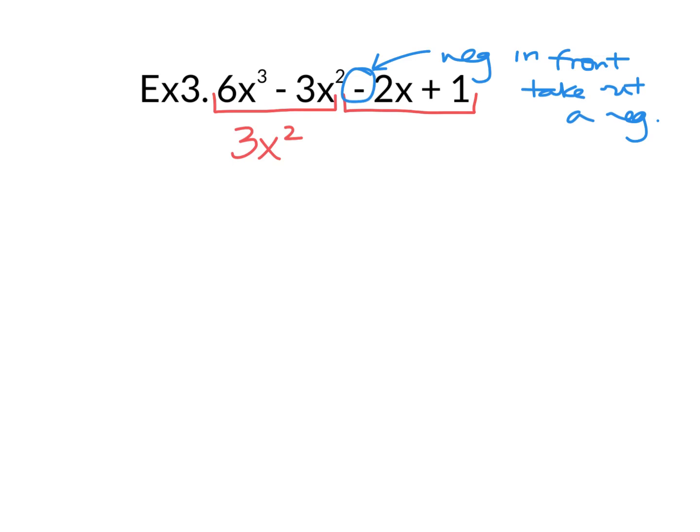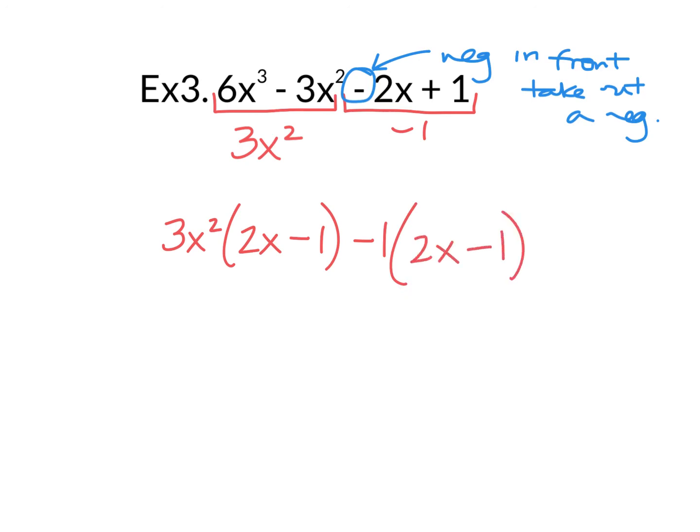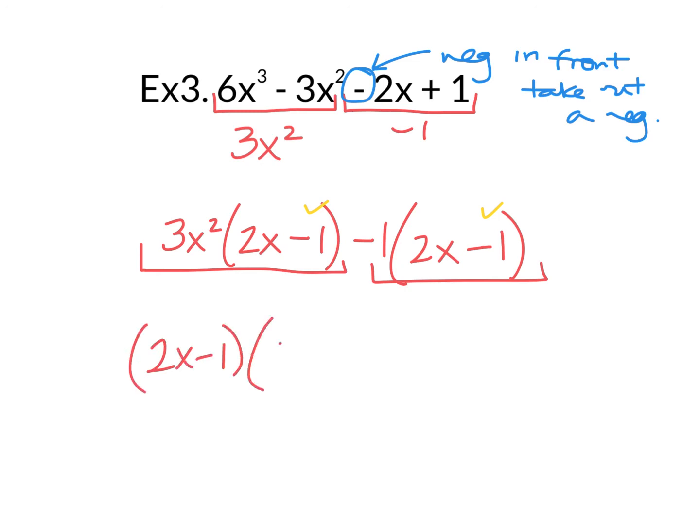So in this example, I'm going to take out a negative 1 on this right group. So that's going to leave me with 3x squared, and I'm going to do my division, 2x minus 1. On the other side, I'm going to take out a negative 1 and do my division, 2x minus 1. The fact that these 2 parentheses match is like a good checkpoint. And now I'm going to take the GCF out from each of these, right? So the GCF is that 2x minus 1 that they both have. And when I divide it out, I'm left with 3x squared minus 1. So my final answer would be this right here.